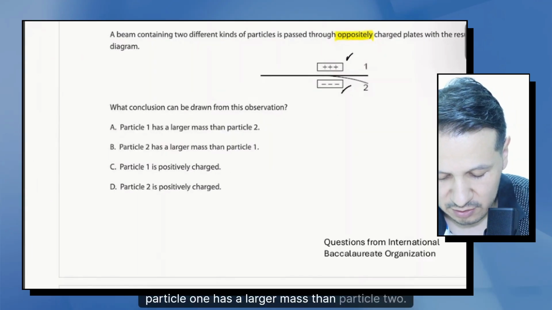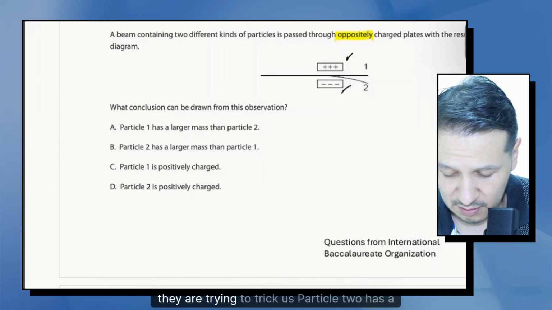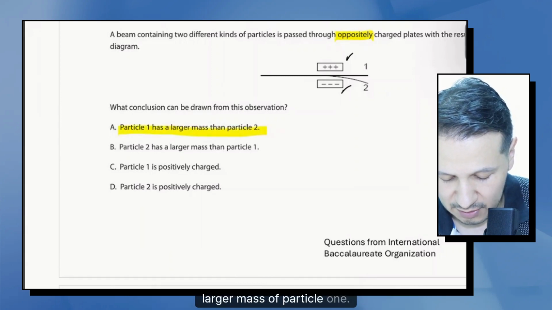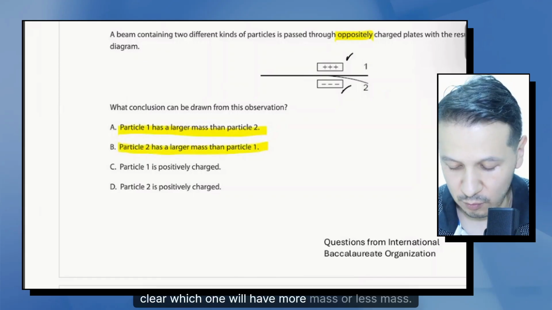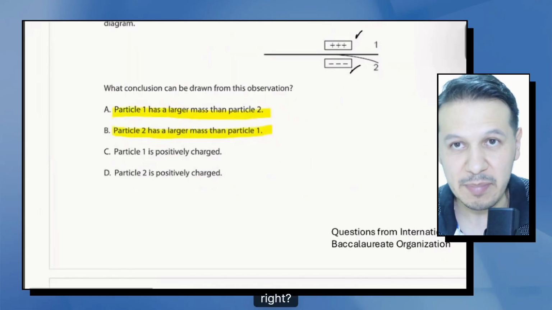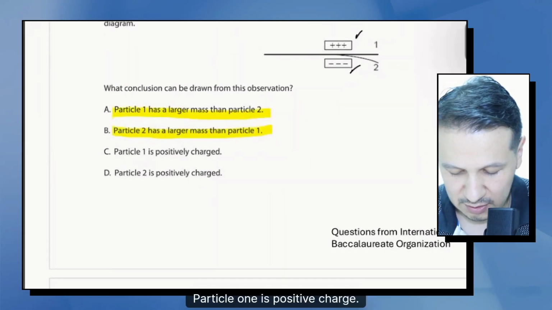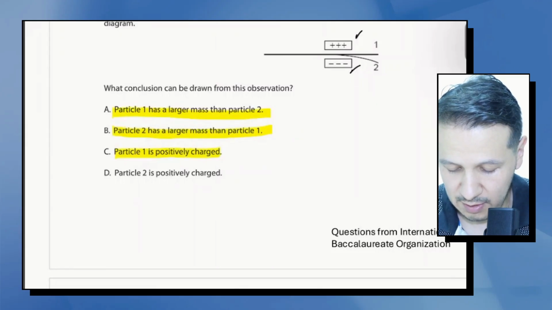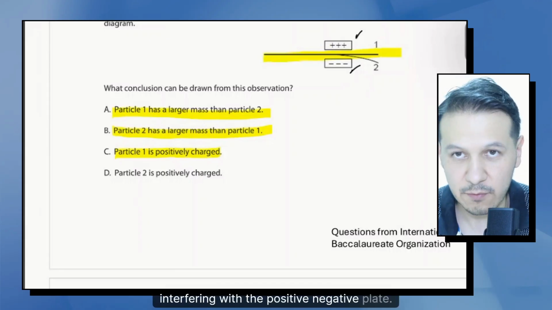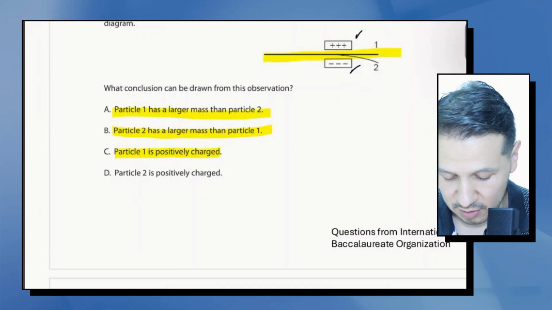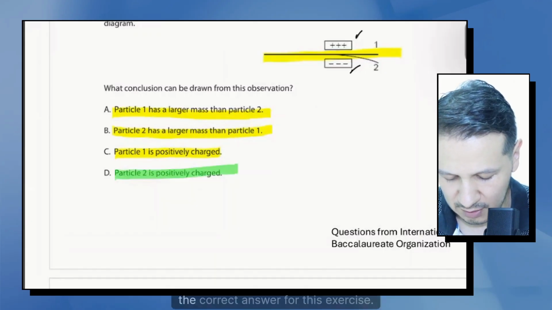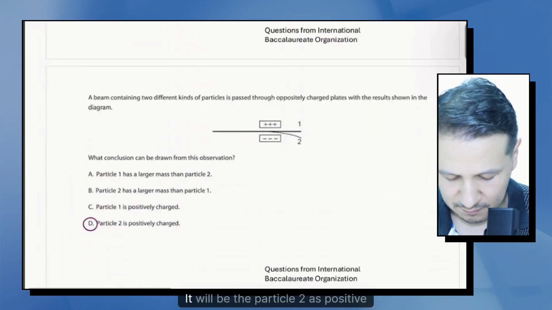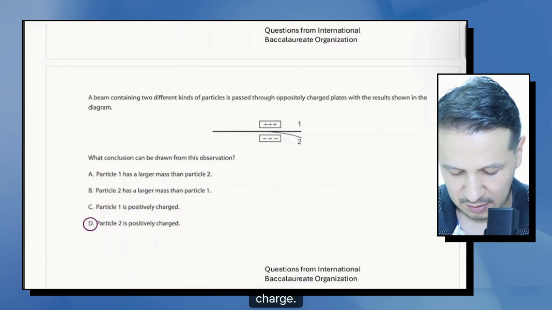Particle 1 has a larger mass than particle 2, so they are trying to trick us. Particle 2 has a larger mass than particle 1. We cannot discuss mass because it's not clear which one will have more or less mass, and we are talking about a beam, right? Particle 1 is positive charge. That is not true, because particle 1 goes straight, meaning that it is not interfering with the positive and negative plates, so there is no charge. And particle 2 is positive charge, so let's highlight this with green. That will be the correct answer for this exercise. Particle 2 is positive charge.